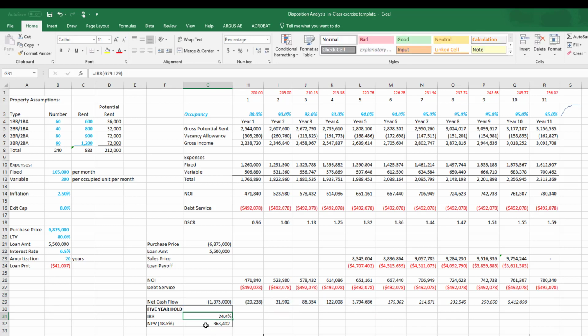And my NPV, just for giggles, I looked at what the NPV would be with a discount rate of 18.5%, and that's $368,000. So if my cutoff, my benchmark return or my baseline return is 18.5, this would be a good deal, a good property to buy. Certainly for 5 years, it's beat my return requirements of 18.5%.